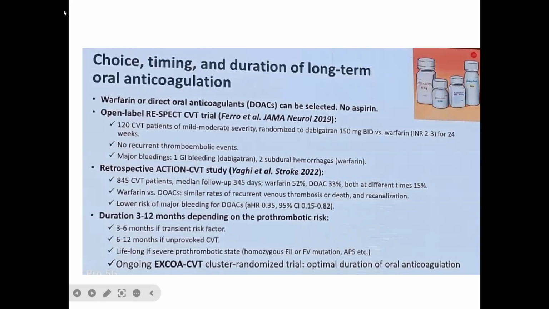In your hospital, which drugs are you using? Warfarin, acitrom, or direct oral anticoagulants? Sandeep sir.